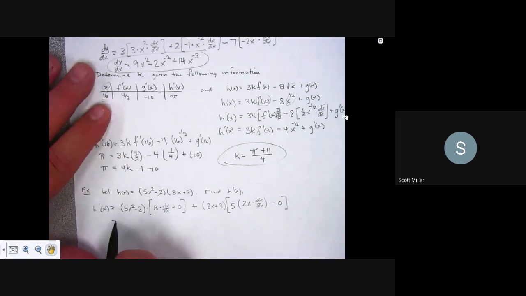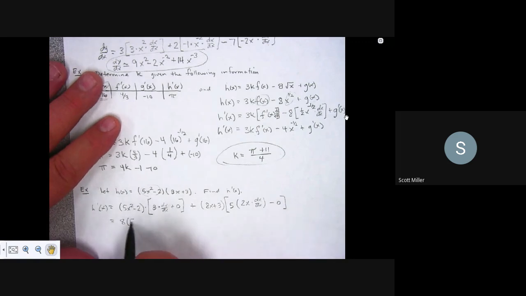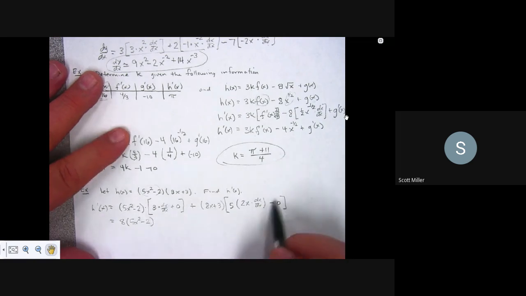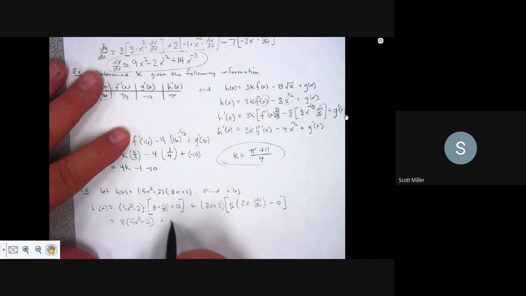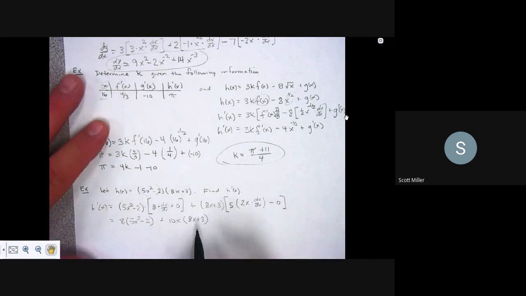So we go back through here and clean these up. This is a 0, this is a 1, this is 8 times this quantity. I'm not going to multiply it all out. I'm just going to write it out by cleaning it up. Over here, that's 0, that's a 1. This is 10x times that quantity. Right there.